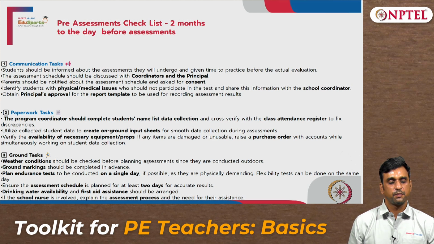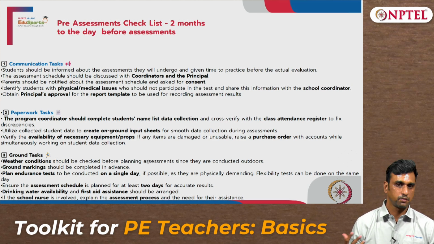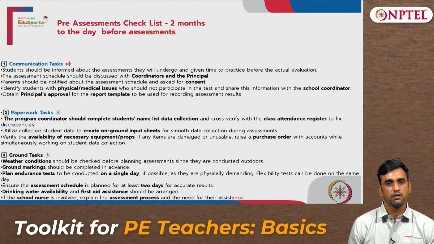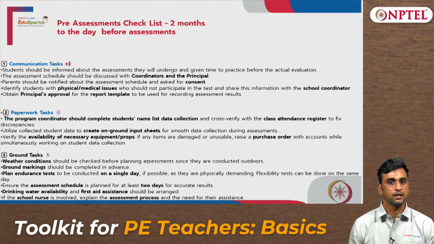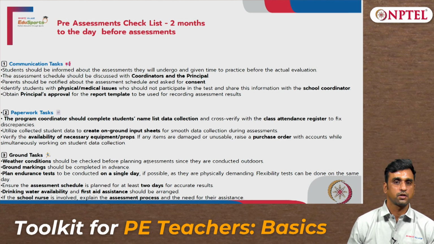Then verify the availability of necessary equipment and props. If any items are damaged or unusable, you need to raise a purchase order with the accounts, get the necessary paper approvals, and get this equipment well in time, because you're doing a baseline assessment in April, the beginning of the session. Then some of the ground tasks, right? The weather conditions should be checked. At the planning stage itself, if you're slightly delayed, then May is very hot, and June, July is your rainy season.